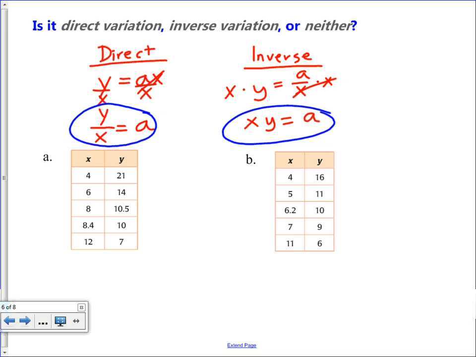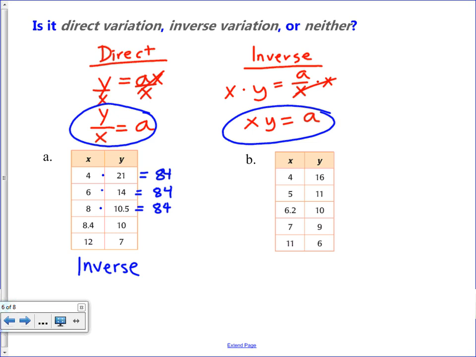So 4 times 21 equals 84. Excuse me, 84. Then we move down the table. 6 times 14 equals 84. 8 times 10.5 equals 84. And sure enough, this is going to continue through the whole table. Therefore, this table here in example A is an example of an inverse variation. Because x and y are related inversely in this one.